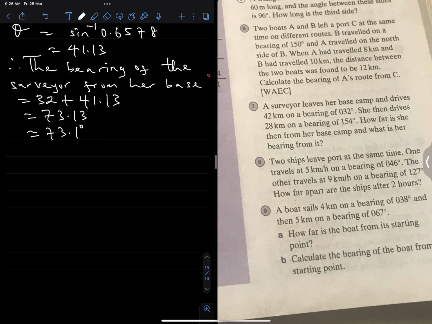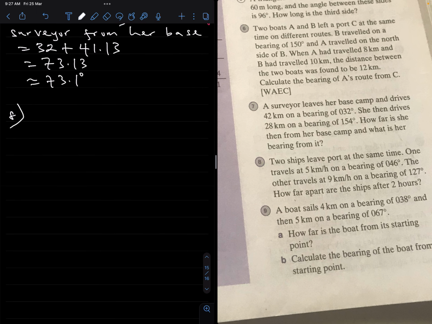Now to the next one, which is number 8. Two ships leave port at the same time. One travels at 5 kilometers per hour on the bearing of 046 degrees. The other travels at 9 kilometers per hour on the bearing of 127 degrees. How far apart are the ships after 2 hours? That's supposed to be easy.